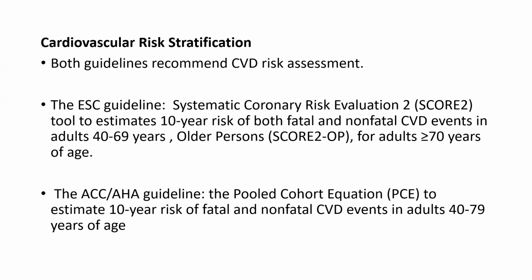And for older persons, they have another score, SCORE2-OP, which is validated for the European population. And the ACC/AHA guideline uses the pooled cohort equation to estimate the 10-year risk of fatal and non-fatal cardiovascular disease events in adults between the ages of 40 and 79 years. So we need our own score, which should be validated in our own population.